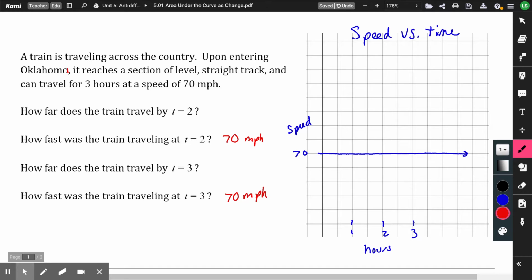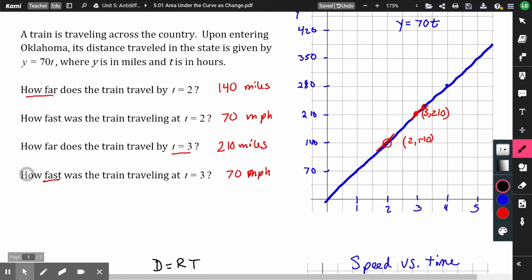Now, one of the ways that you can figure this out using arithmetic is the idea that distance is equal to rate times time. And if we're traveling for 2 hours at a rate of 70 miles per hour, we can multiply the rate times the time to get a total of 140 miles. The question is, how do we read that on the graph?